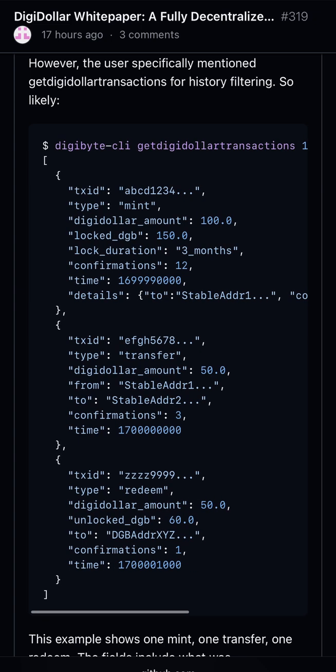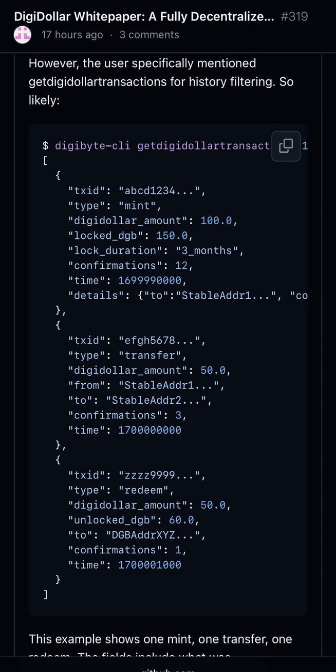getdigidollartransactions. TXID: ABCD1234. Type: mint. DigiDollar amount: 100.0. Lock DGB: 150.0. Lock duration: 3 months. Confirmations: 12. Time: 1,699,990,000. Details: to stable address 1, collateral change to DGB address.